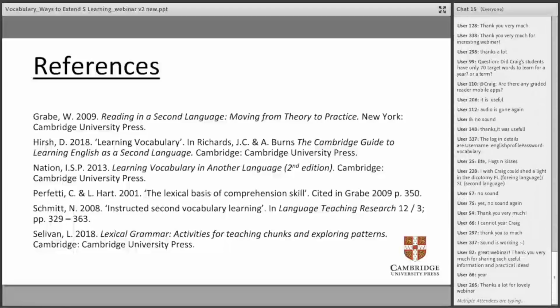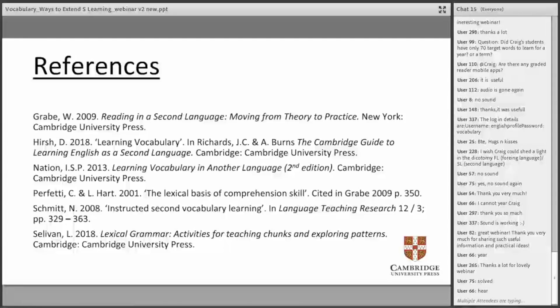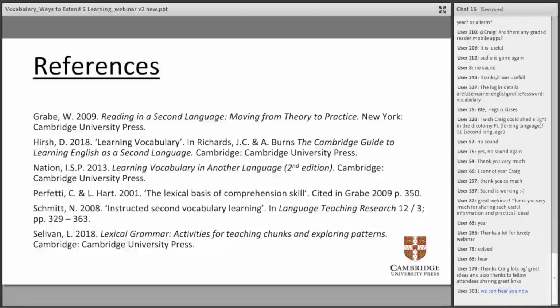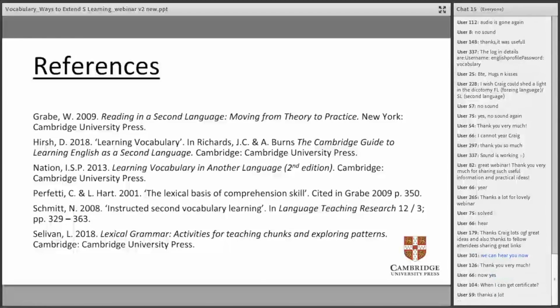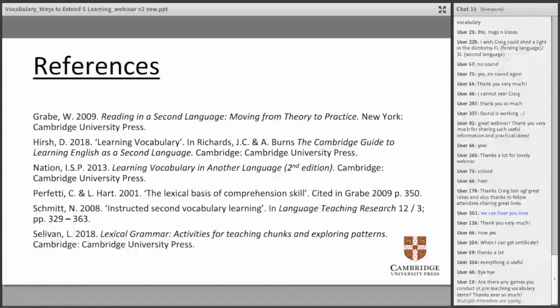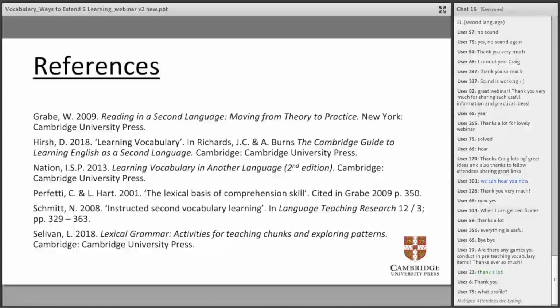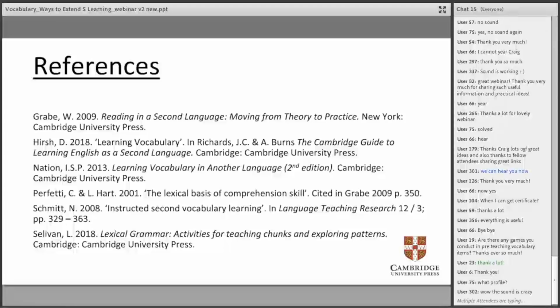So in answer to the question about English Profile, yes, it's freely available. You just need to go to the English Vocabulary Profile website, you register, and that will give you a login. And then basically from that moment on, it's freely available. Okay. So the next question.